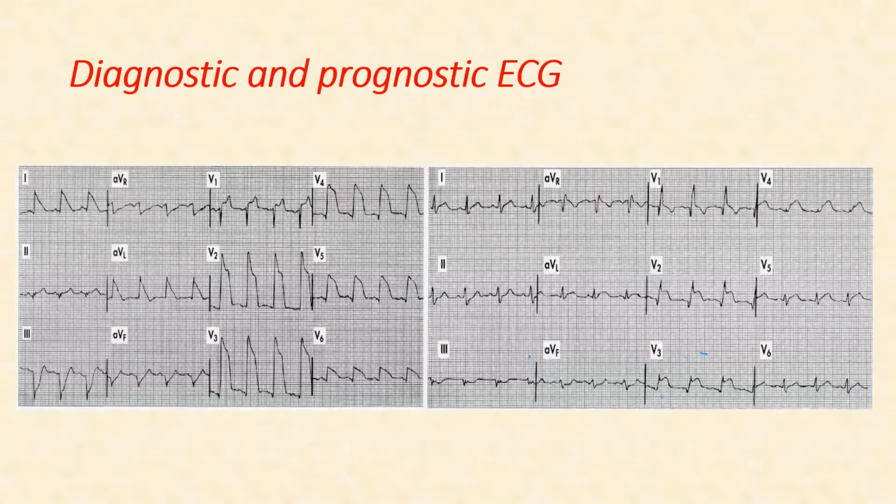So, the magnitude and the extent. Look at here. How many leads are involved? V1, 2, 3, 4, 5, 6, and also 1 and AVL, right? So we have 8 leads here versus 6 leads here. This is one. The other thing is the magnitude. Also, the higher the ST segment, the more the injury.